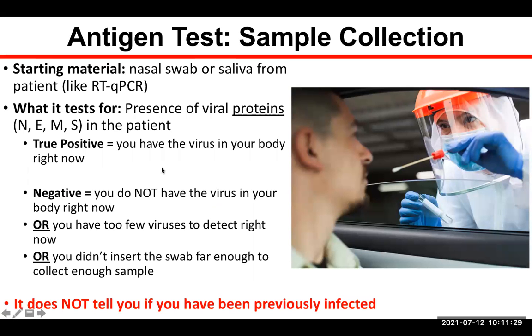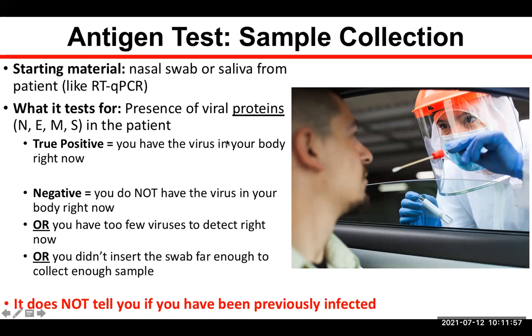So it's similar to a qPCR in the sense that the starting material is the same. You need a nasal swab or saliva from the patient. But instead of trying to amplify genetic material, what this test is looking for is viral proteins or viral components in the patient. And this, again, is specific to looking at if you have a current ongoing infection.